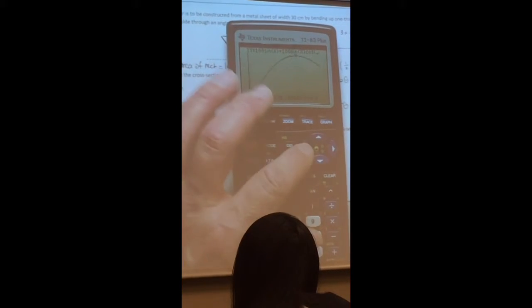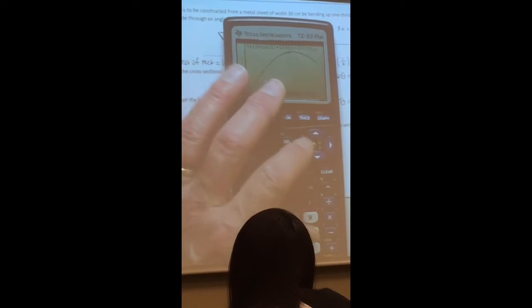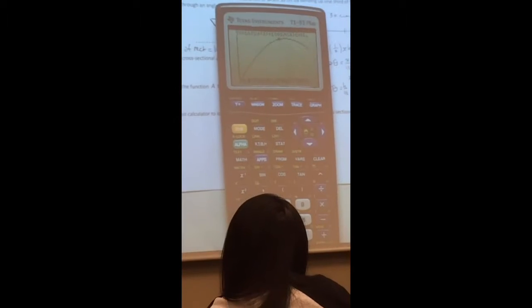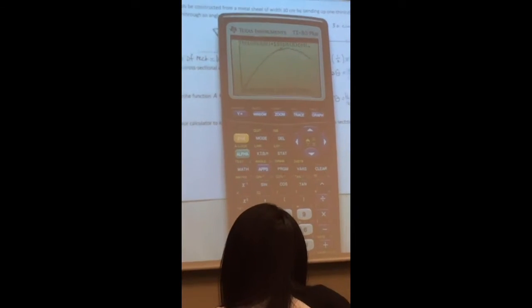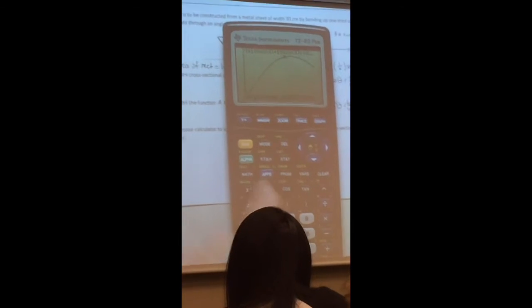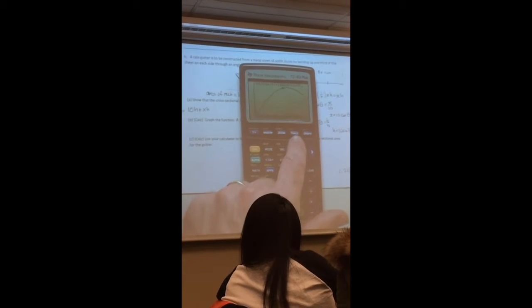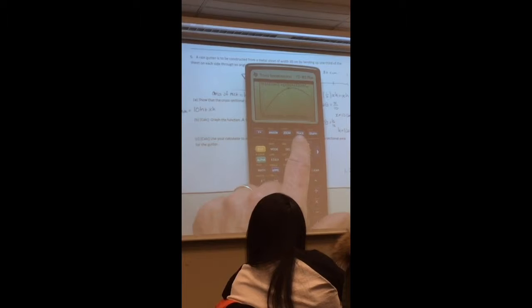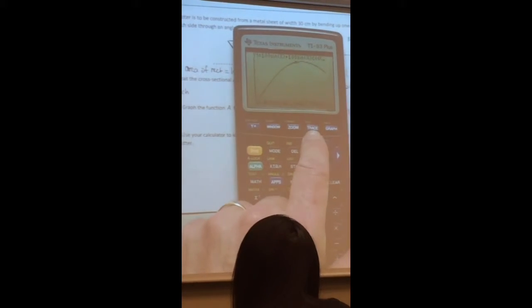But your calculator has a command that will automatically find the maximum point. So would you like to see that? As long as we've got this far. Okay. So the trace button right here in your calculator, right above it, it says calc. See that? Stands for calculate.